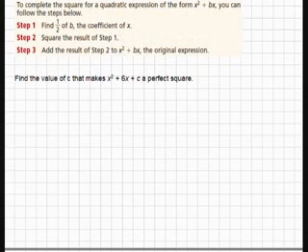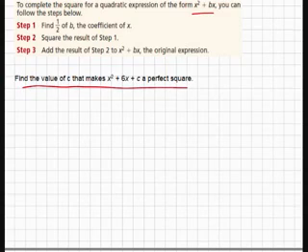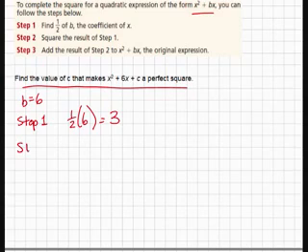To use this method, we must have our quadratic expression in this form, x squared plus bx. So we need to move the c to the opposite side of the equation. Now right now we're dealing with an expression, not an equation. So I'll show you that next step in a few minutes. But right now, let's find the value of c that makes x squared plus 6x plus c a perfect square. Well, b is 6. So step 1 is to take 1/2 of b.